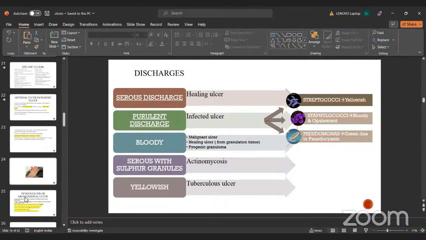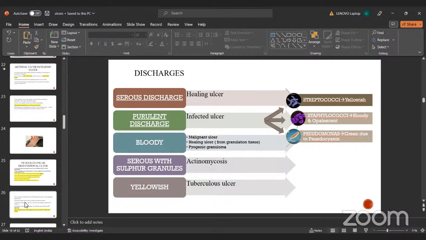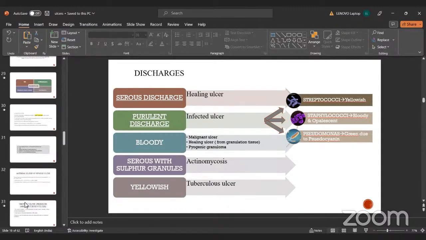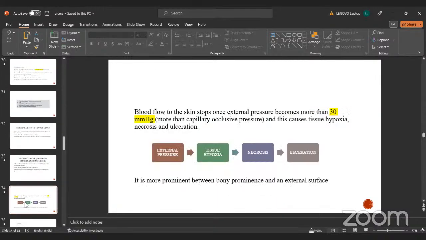Then the difference between arterial, venous, and trophic ulcers we saw. Yeah, I hope I'm clear.